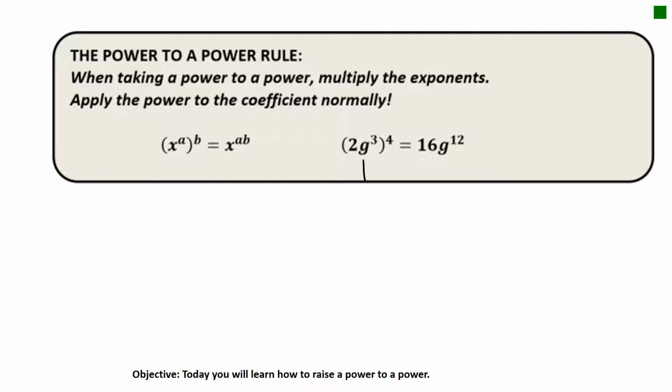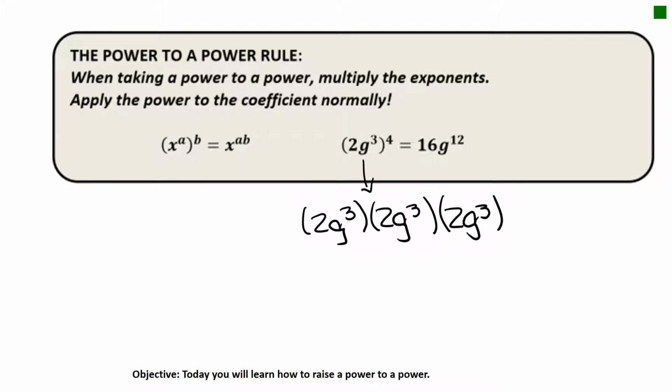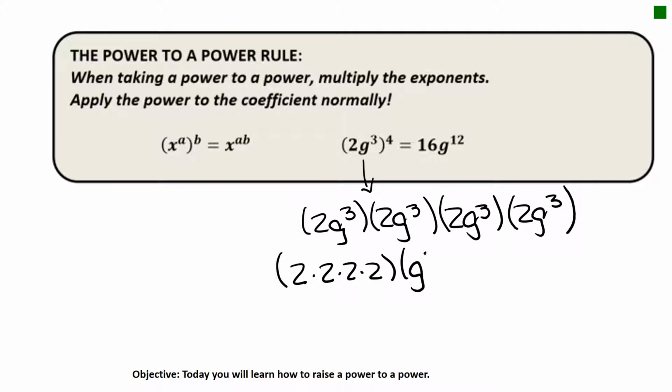So, remember, we're going to look at this one. We had this before. We said you're going to write this 4 times. Oh my goodness, this is very exhausting. My hand is tired. I'm writing it so many times. Then, if you go to houses, you put the 2's in their house and the G's in their house.